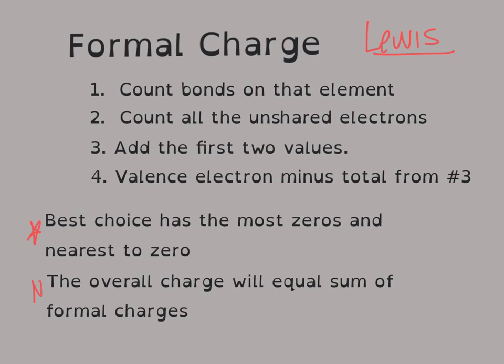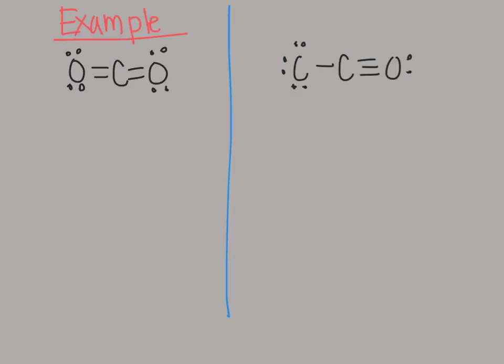The other thing is the overall charge of the entire molecule will equal the sum of the formal charges. So if your total molecule has a -1 charge, like it's a polyatomic, then each part of it has to add up in order to get that -1. Alright, so here's an example.